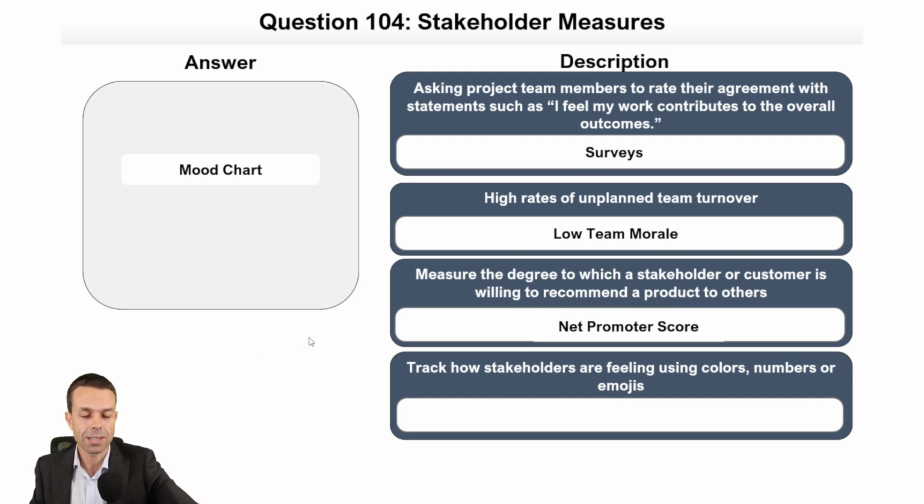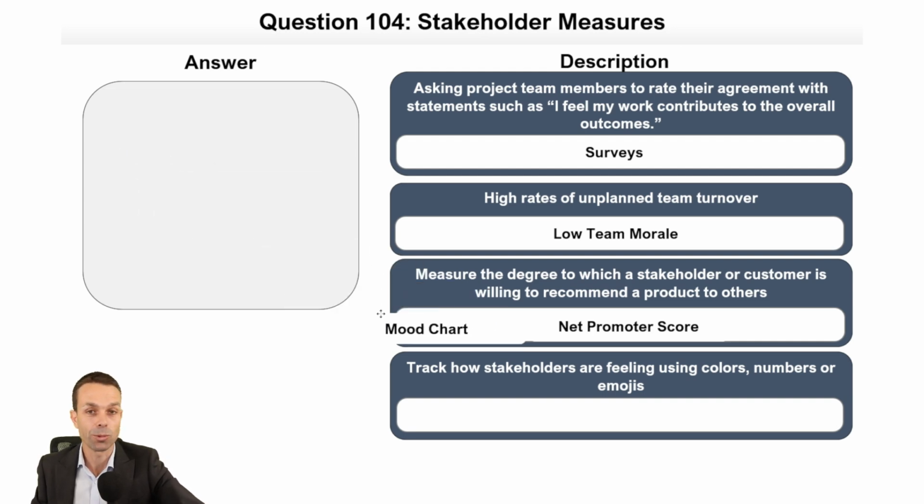And I think 7 to 10, or 8 to 10, are classified as promoters of the item, and 6 to 0 is a detractor, I think. So you can definitely check me on that one. But the idea is that we want more promoters than we have detractors for our product. To track how stakeholders are feeling, using colors, numbers, or emojis, we can use a mood chart.